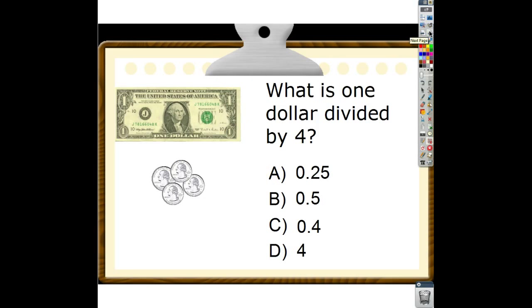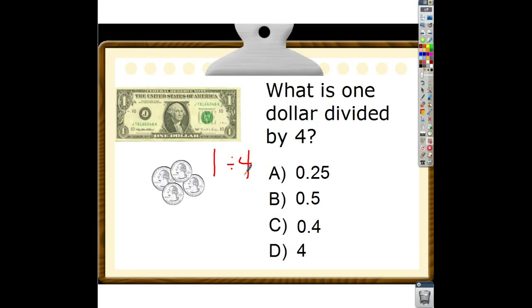All right, so let's talk about what division is. Division is when we take stuff and we make it into groups. So here's an idea. What is $1 if we divide it by 4? $1 divided by 4. Well, you can see it here, right? If I take $1, I could break this into pieces. So what I'm saying here is I'm taking $1 and dividing it by 4.